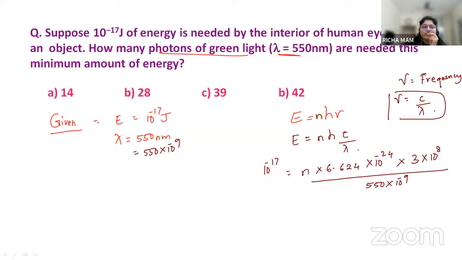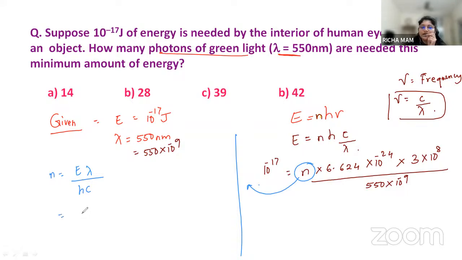Now we want to find what? How many photons. That is N. So what we will do, we'll transfer N to the left hand side and transfer the rest to the other side. After the transfer, N is equal to E into lambda, and H will come down, so this will become H into C. So accordingly put the values.